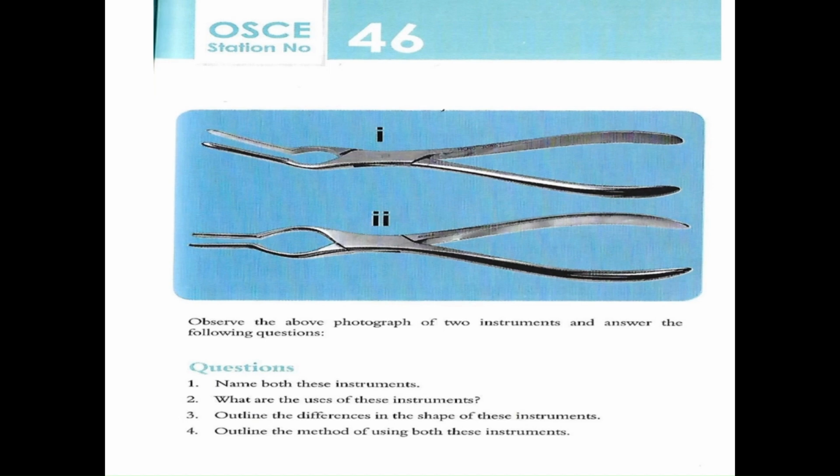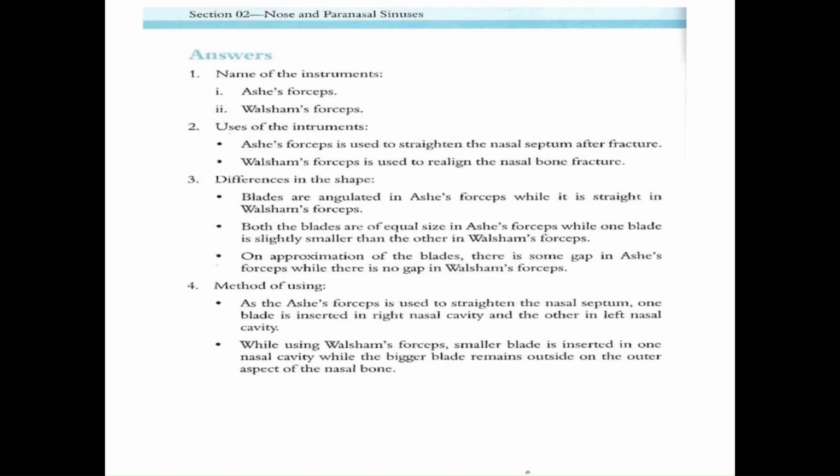Observe the above photograph of an instrument and answer the questions. Name the given instrument and its use. Outline the difference of shape and method of using. Asch's forceps, Walsham forceps. Asch's forceps is used to straighten the nasal septum after fracture. Walsham forceps is used to realign the nasal bone fracture.